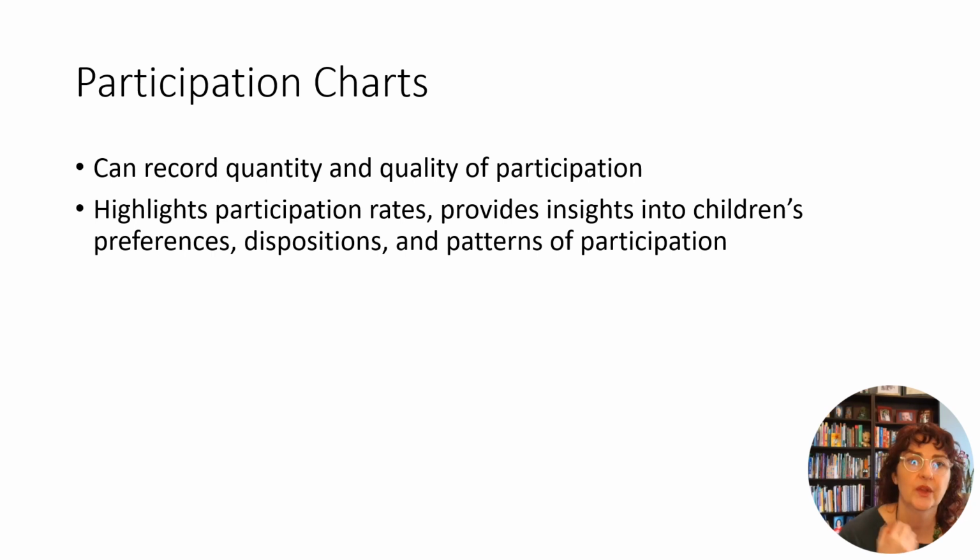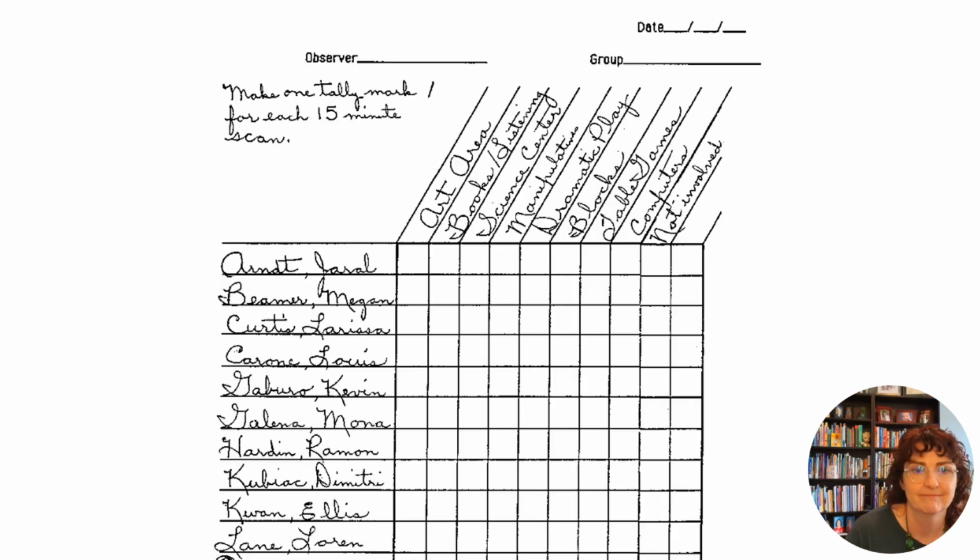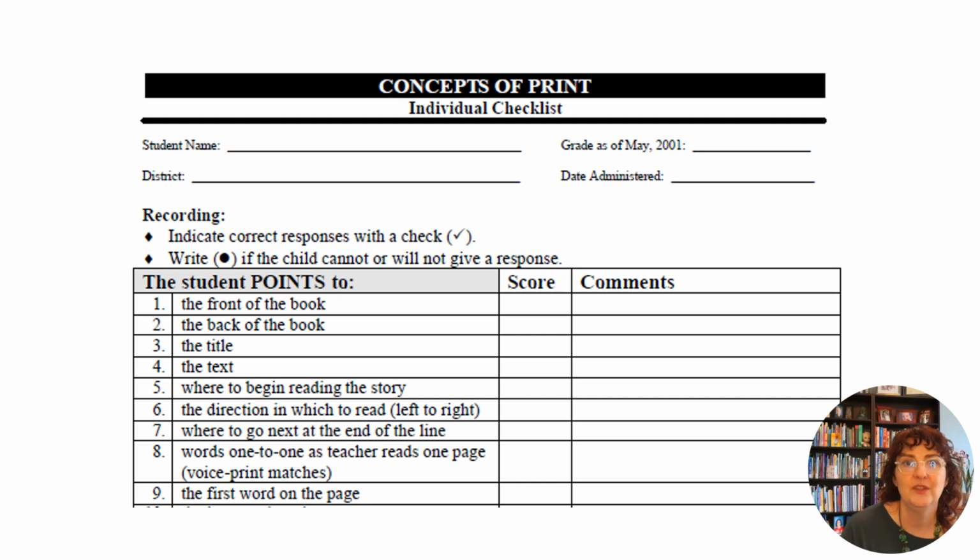Participation charts can record the quantity and quality of participation. It highlights participation rates and provides insights into children's preferences, dispositions, and patterns of participation. So you can tally every 15 minutes to see where students are in the classroom, to see if students are spending too much time in one center, or if you want to encourage them to see other centers. You can also use these for concepts about print, where you have an individual checklist where they do different things and you have that space to take notes.